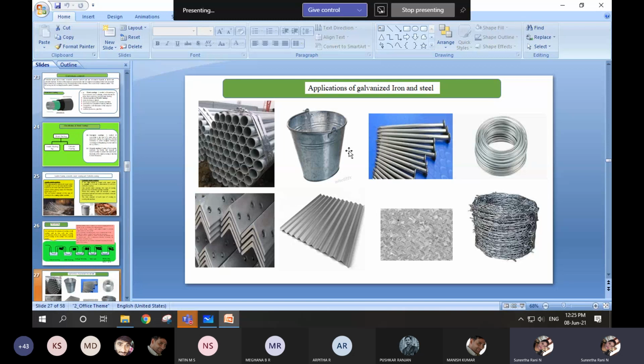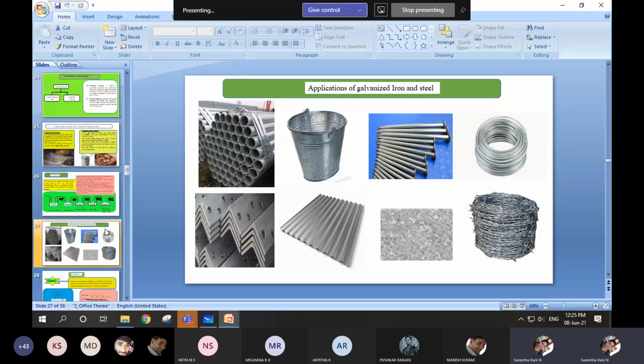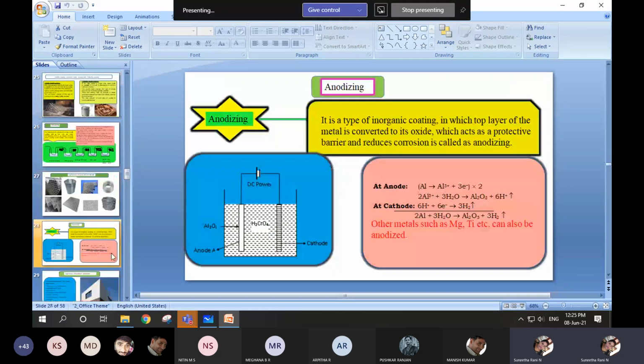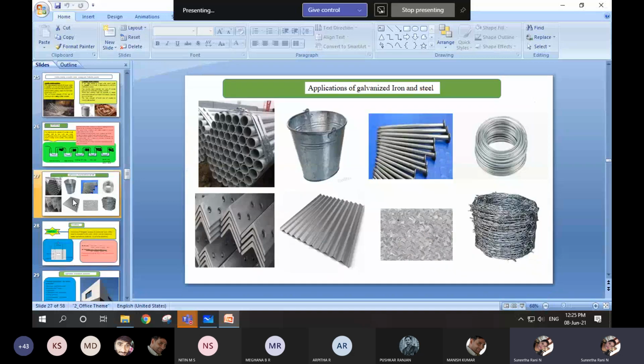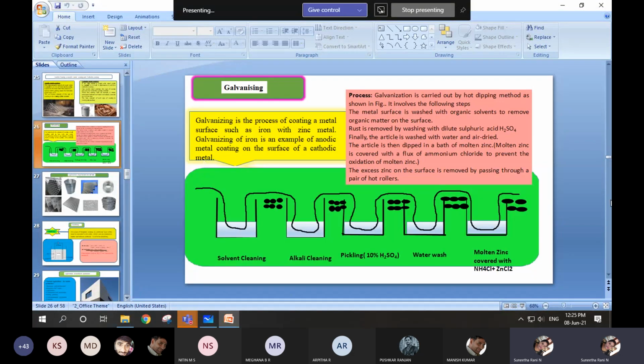And if you are looking at advantages, we can protect the base metal iron from rusting. This is one major advantage of galvanizing. Understood? So write down galvanization or galvanizing.